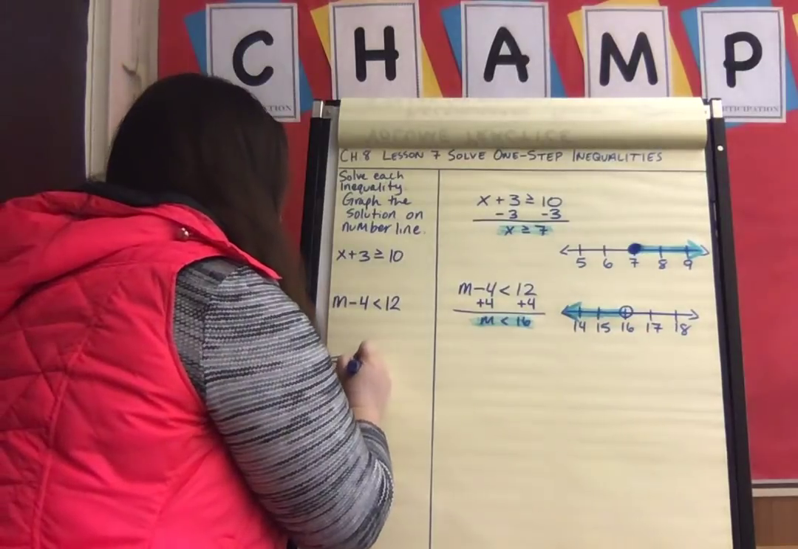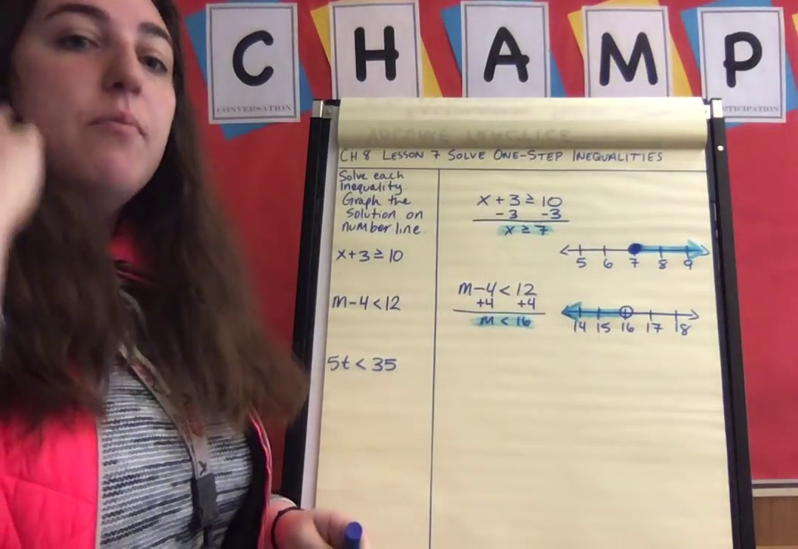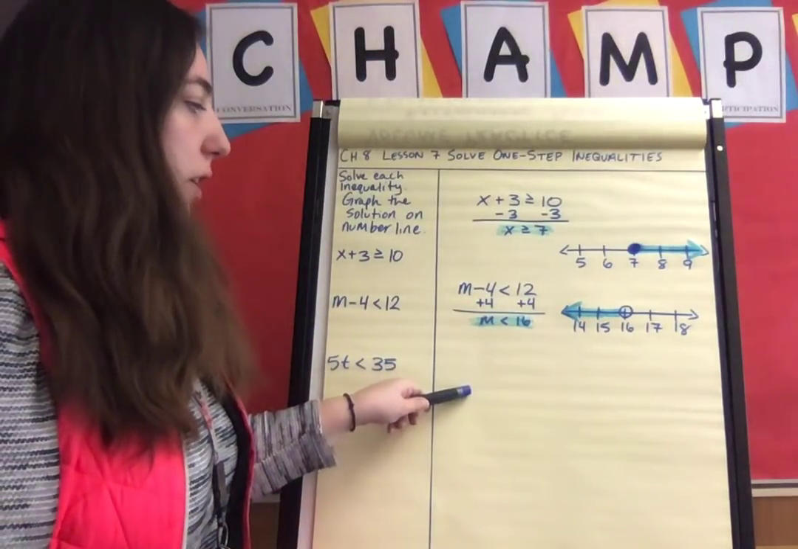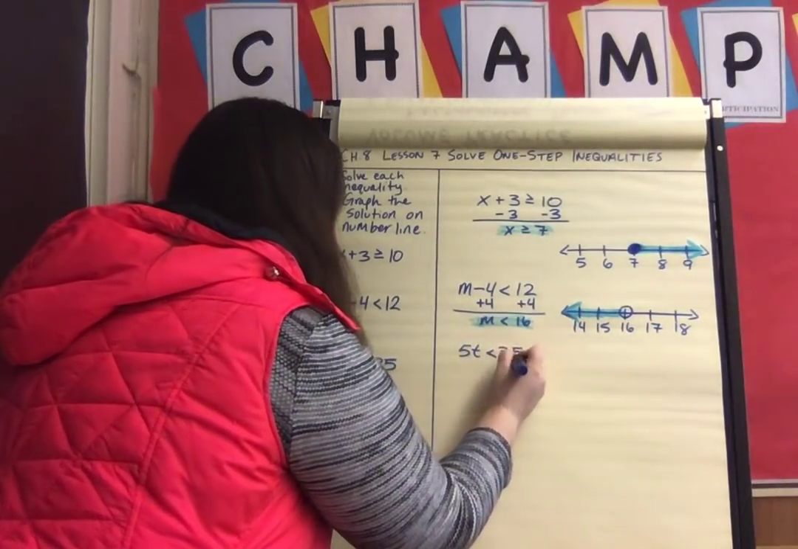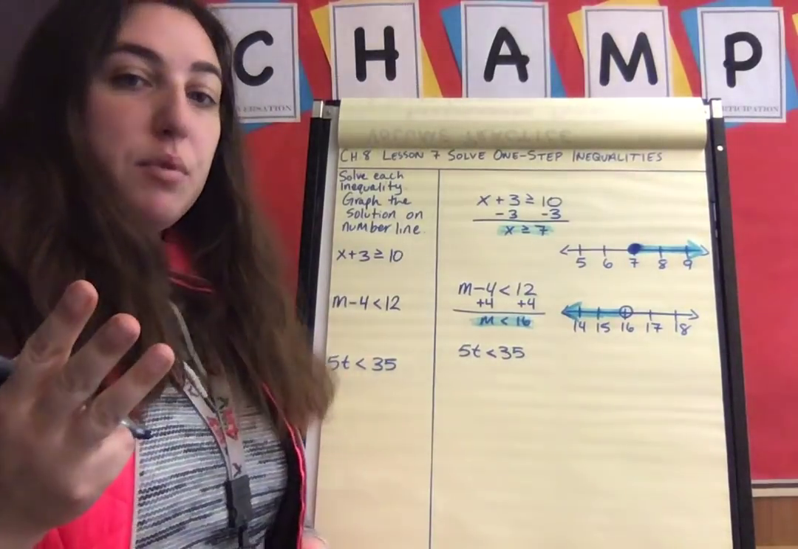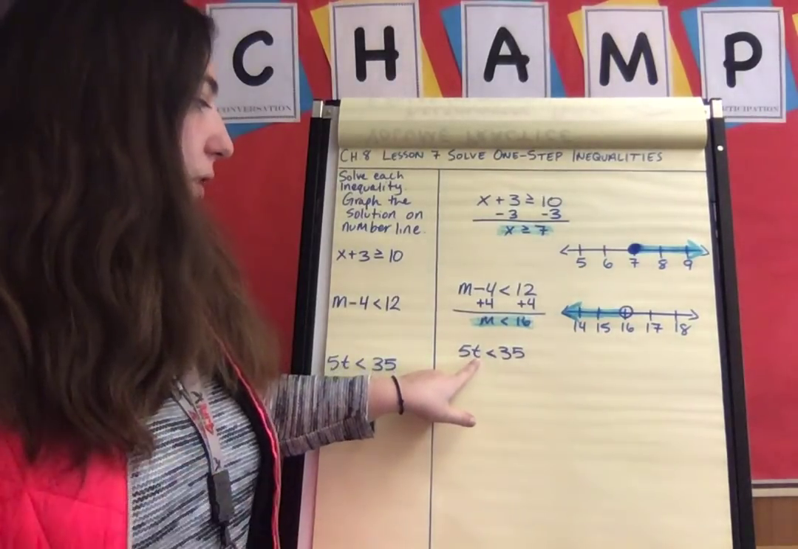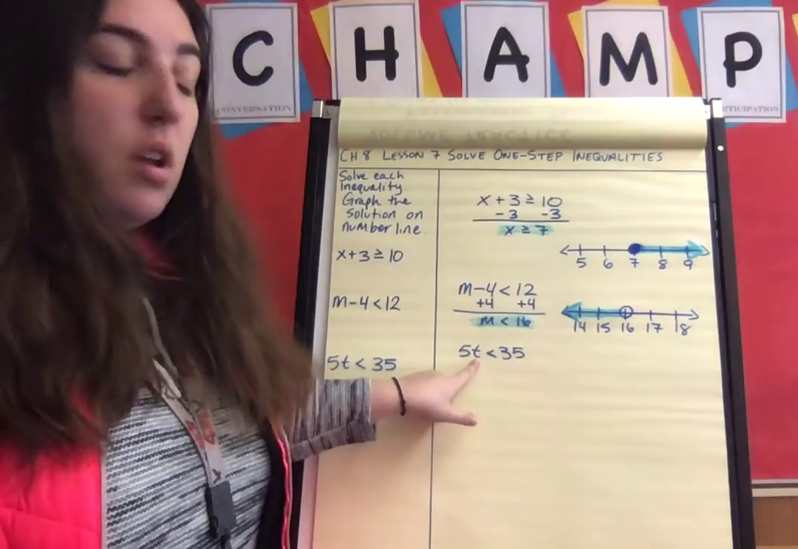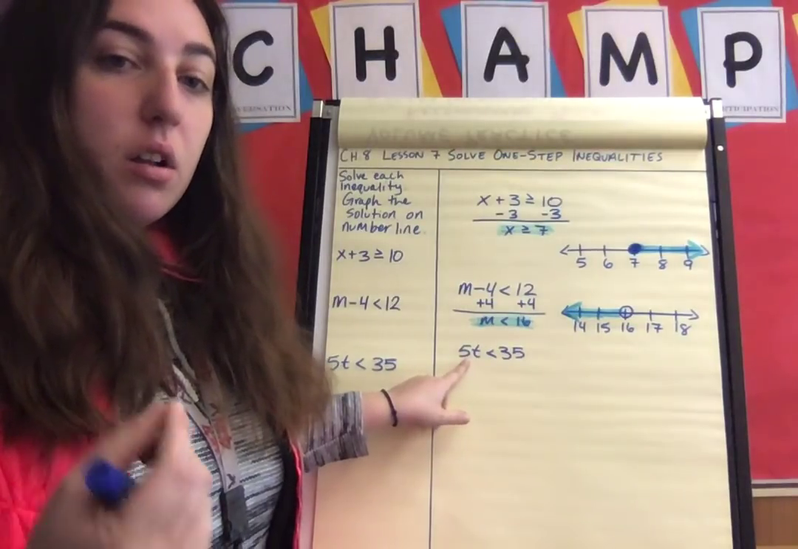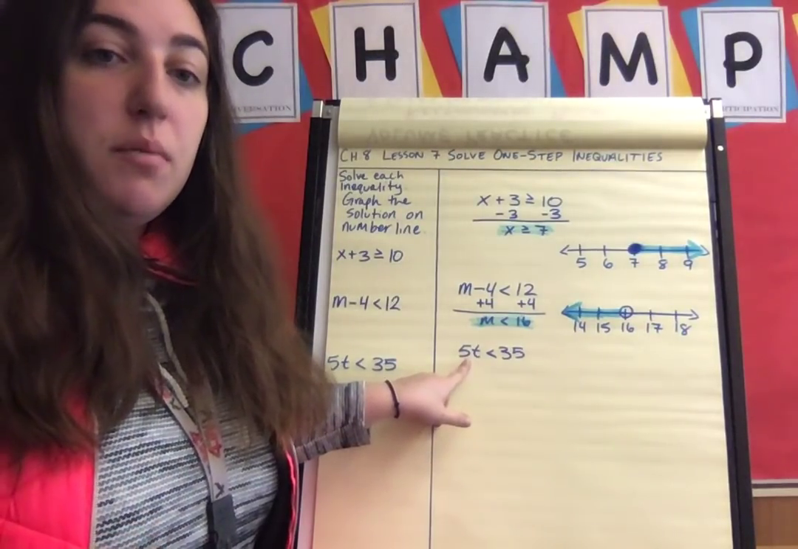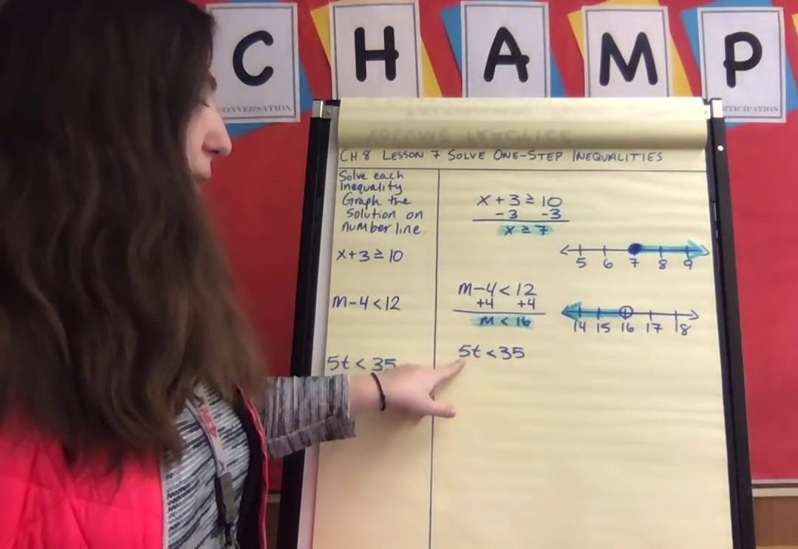All right, our next example, 5t is less than 35. I'm going to rewrite it over here. And again, I'm using the same 3 steps we used in chapter 7. Identify my variable right here. Find out what's happening to my variable. My variable is being multiplied by 5. Remember, when a number and a letter are close together like this, with no operation in between, it means multiply. So this is 5 times t.